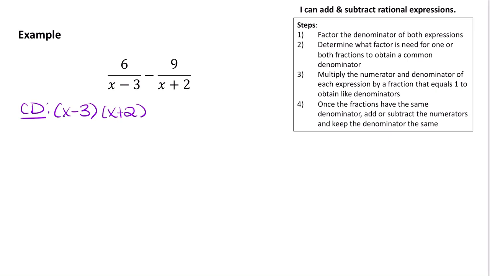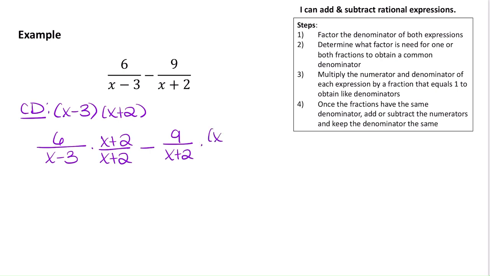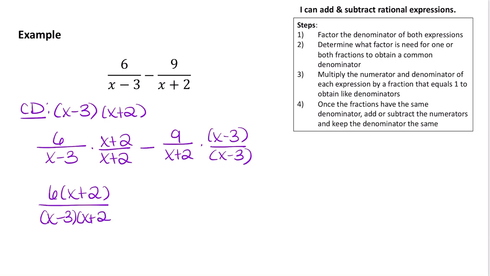Okay, so since that's the common denominator in this first rational expression, I need to multiply the missing factor, right? The x plus 2 over x plus 2. In the second rational expression, I'm going to multiply by the other missing factor, which is x minus 3 over x minus 3. Okay, so here I'm going to need to distribute because I'm multiplying a binomial by a constant, and I'm going to put that over my common denominator. And then I have minus, and then that's going to be 9 times x minus 3 and over x plus 2 times x minus 3.